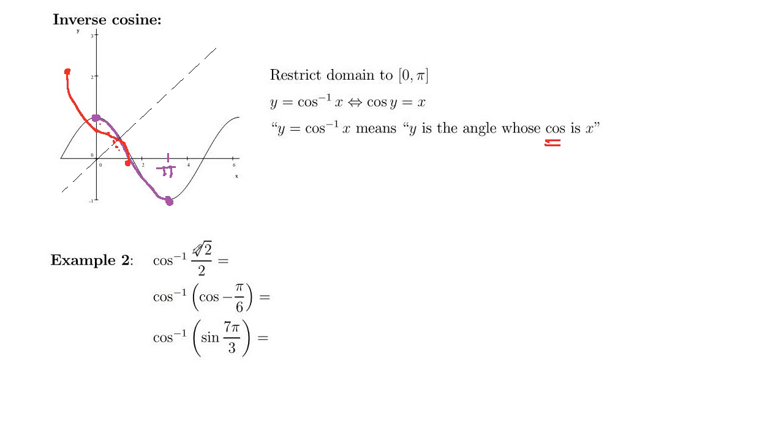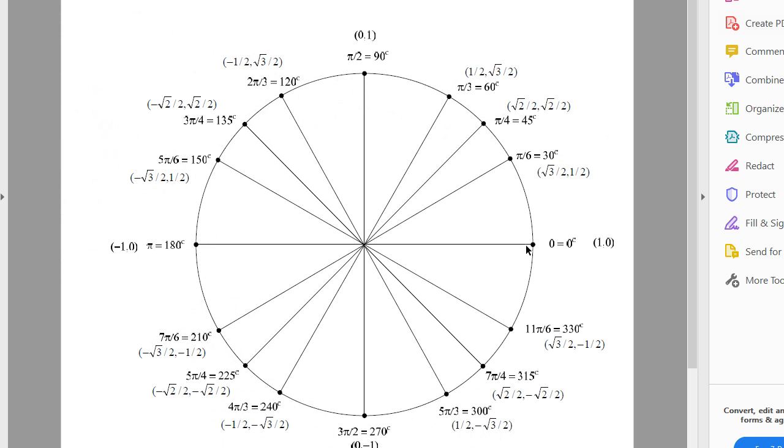So inverse cosine of root 2 over 2. Go to our unit circle. Cosine is the x coordinate. We want the x coordinate of root 2 over 2, right here, pi over 4, or down here, 7 pi over 4. But we're restricting to angles 0 to pi, so we want pi over 4.